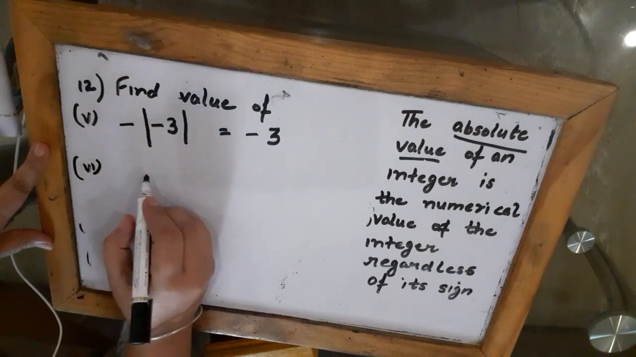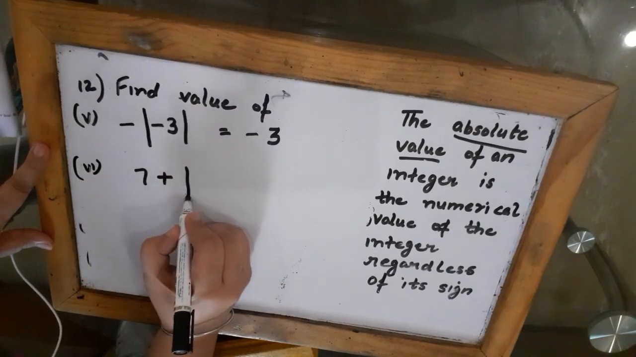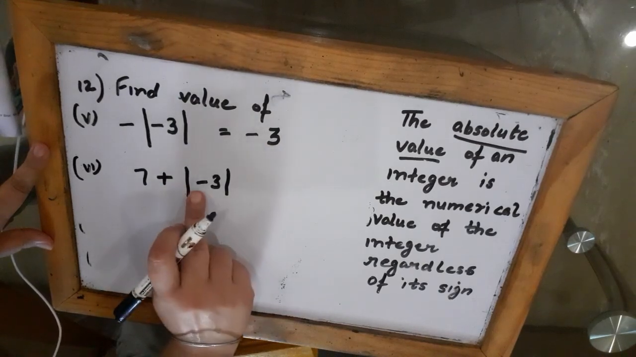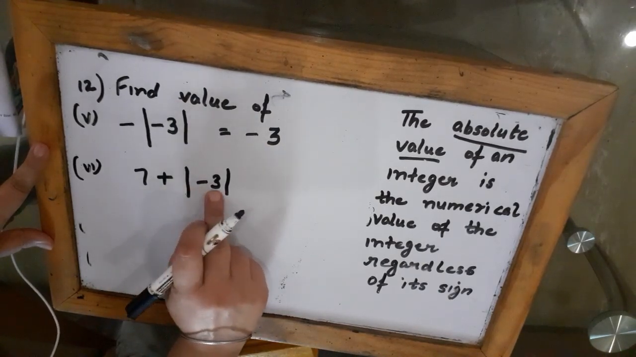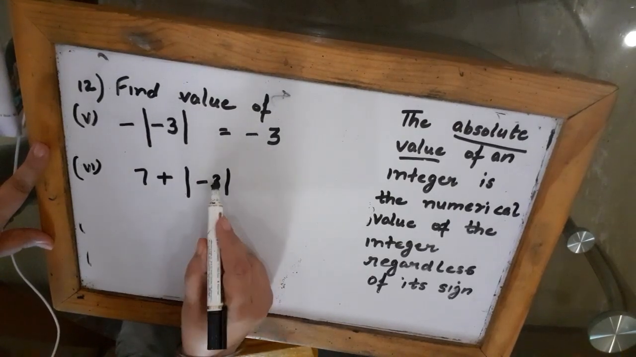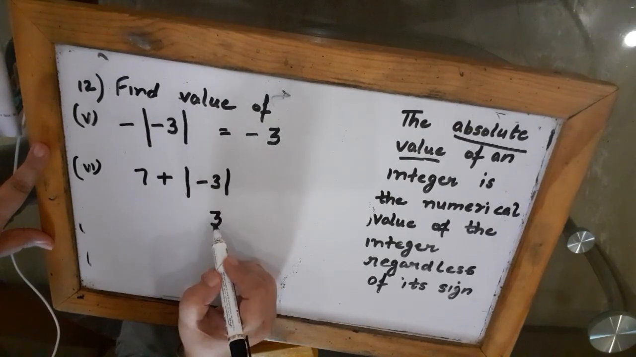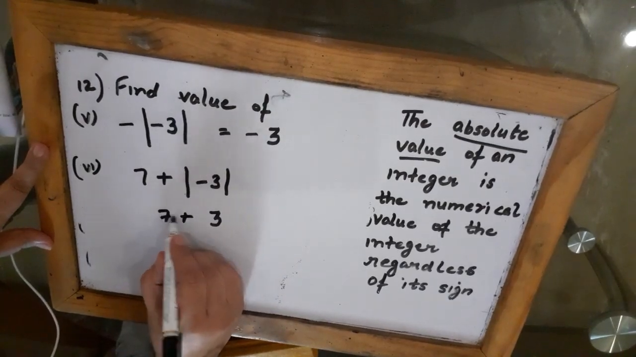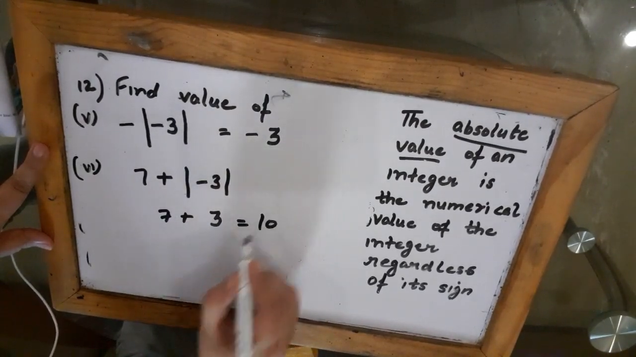Now the sixth one, 7 plus the absolute value of minus 3. So the vertical bars are here, so I have to find the absolute value of minus 3. What is the absolute value of minus 3? It's 3 only, right? The integer itself regardless of its sign. Outside it is plus 7, so 7 plus 3 will be 10.